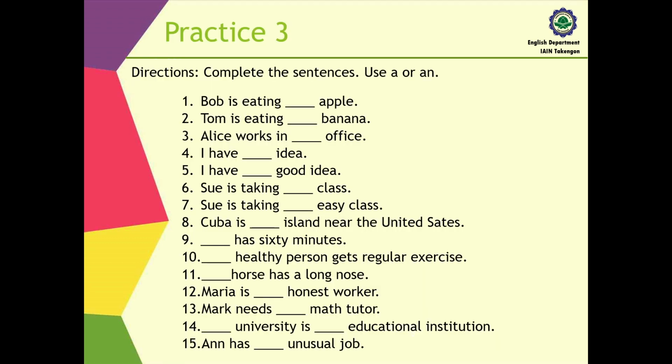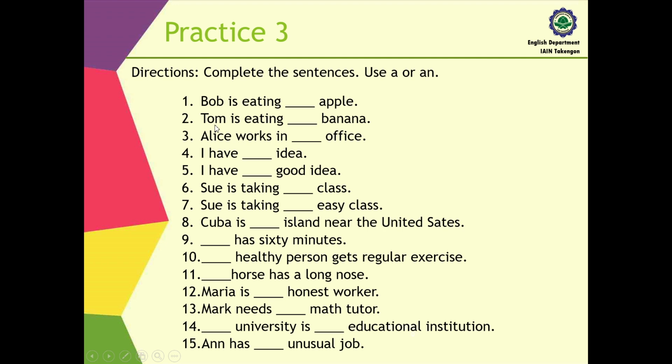Okay, now we go to this one, practice. Complete the sentences, use a or an. Let's see, for example, number 1, Bob is eating blank apple. We need to look at the word after the article that we should fill in this blank. Here we have apple. Apple starts with A and it has a vowel sound. So in this number we should put an. An is the correct answer in this sentence. So Bob is eating an apple.